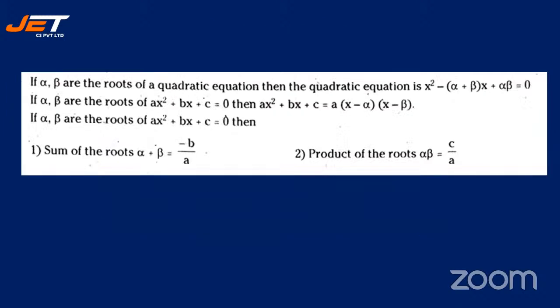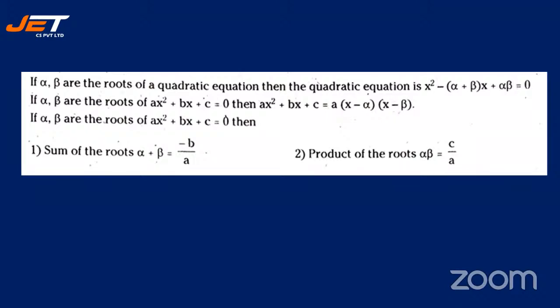And if alpha, beta are the roots of the quadratic equation, then the quadratic equation is x square minus (alpha plus beta) x plus alpha beta is equal to 0. And if alpha, beta are the roots of ax square plus bx plus c is equal to 0, then ax square plus bx plus c is equal to a into (x minus alpha) into (x minus beta). How do you find the sum of the roots? Alpha plus beta is minus b by a.